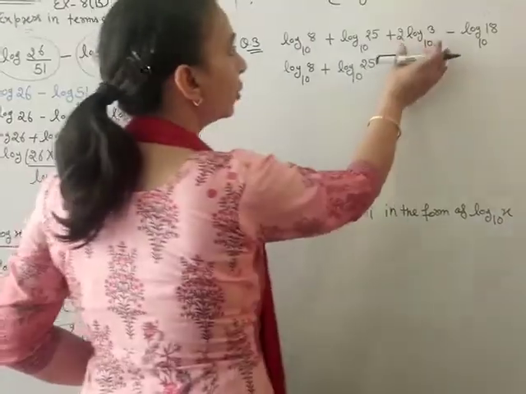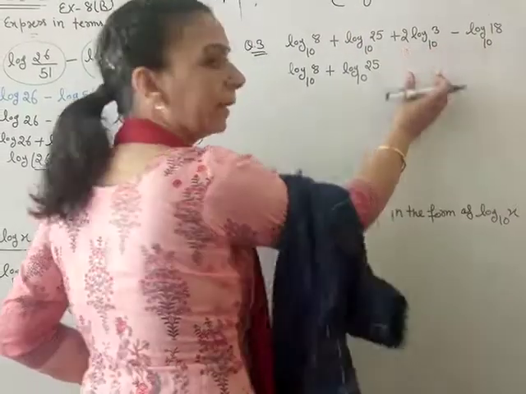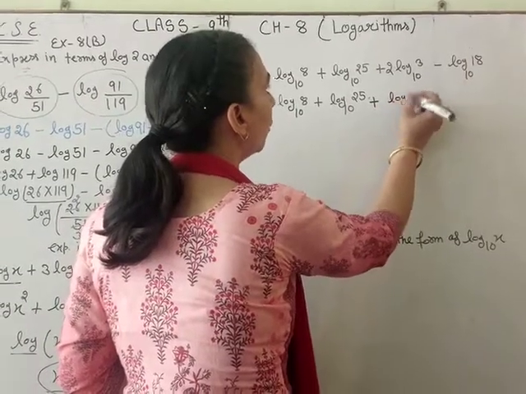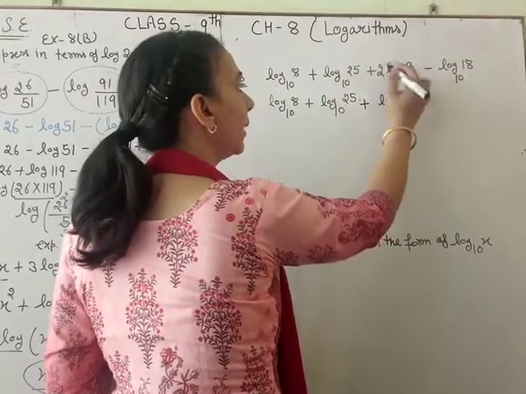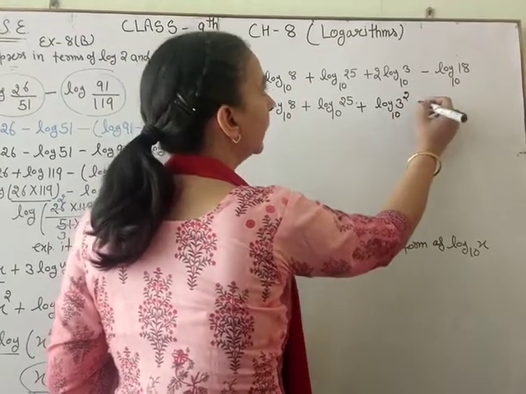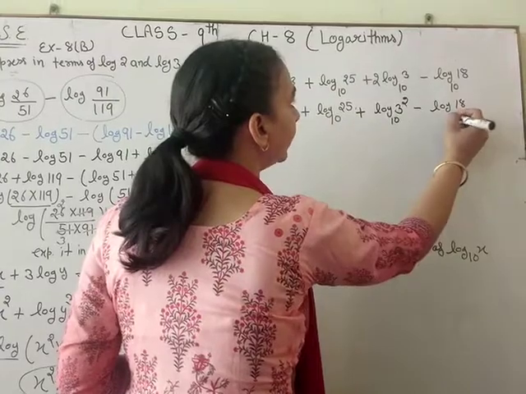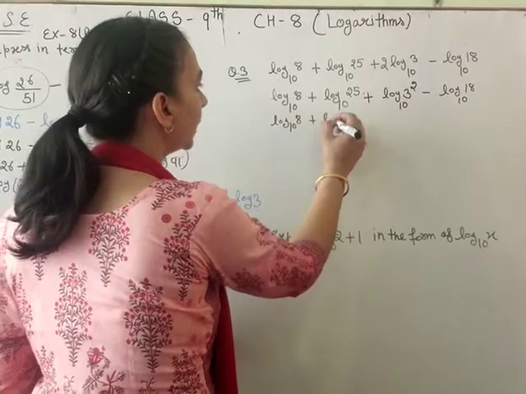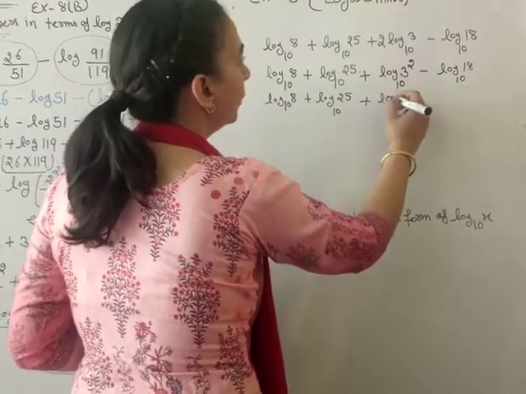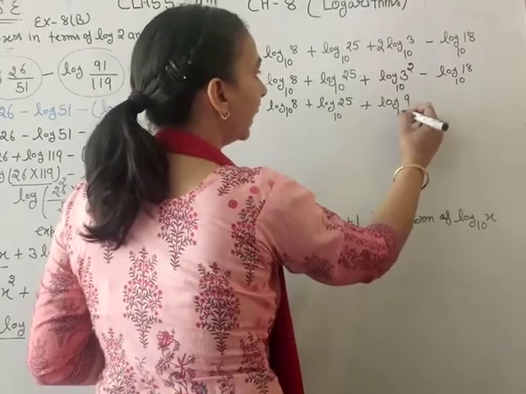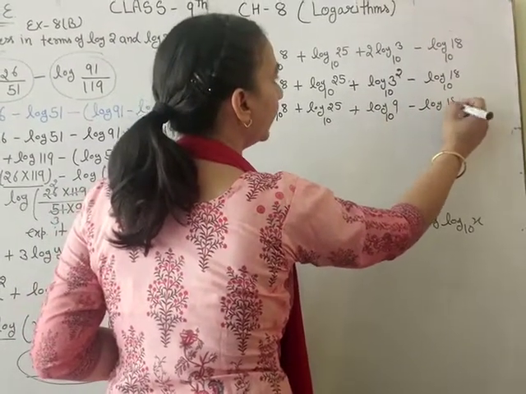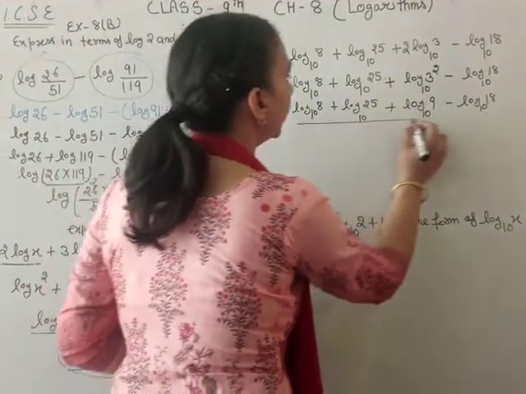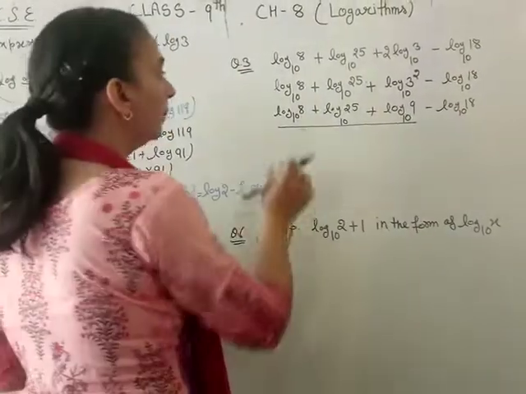Student, we solve this by the power law. According to the power law, plus log of 3 raised to the power 2 at base 10, minus log 18 at the base 10. So log 8 base 10 plus log 25 plus log 9 base 10 minus log 18 at the base 10. Now student, we use the product law on these three terms, because all are in positive form.